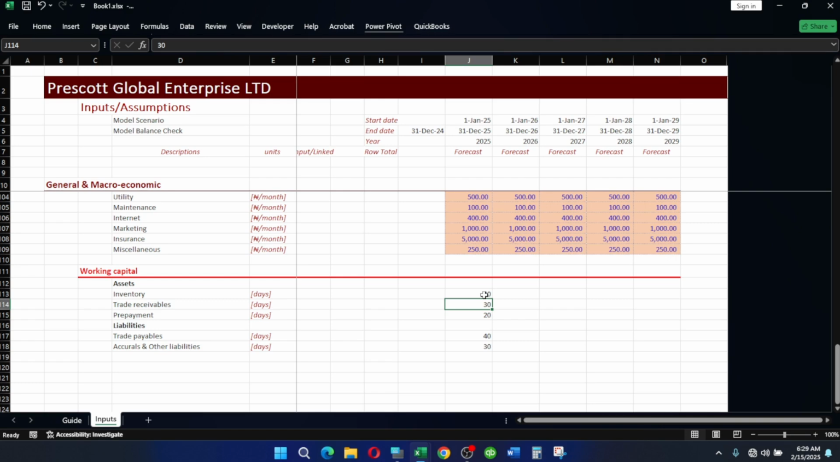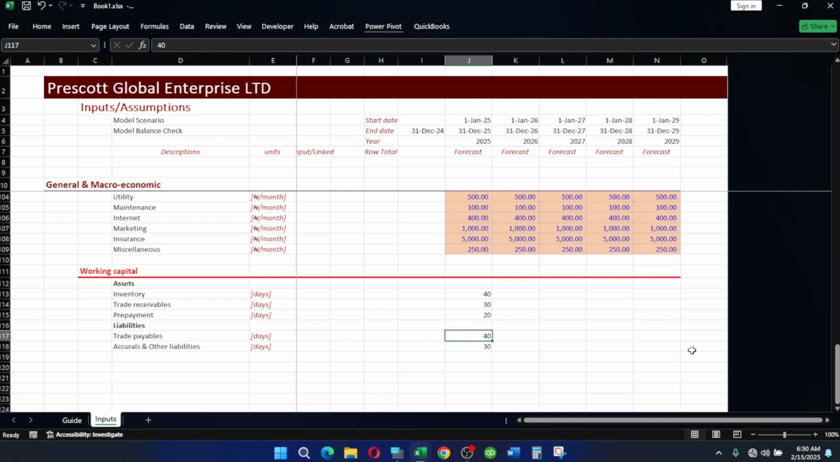These are the trade receivables. How long does it take those people to repay us? Okay, we are assuming it takes them 30 days. If it takes them 30 days to repay us, which is understandable, that's every month they have to repay their debts, right? Now we have the prepayment. How long does it take us? Say 20 days.